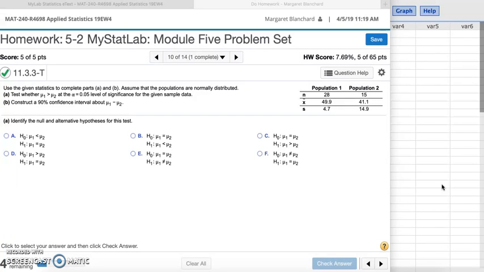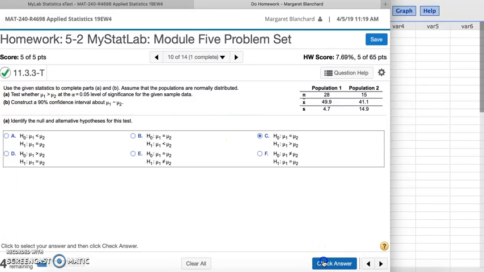So let's look at part A. Identify the null and alternative hypotheses for the test. Well, they gave it to us right here where it says mu1 is greater than mu2. So we already know that, just like when we did hypothesis tests for a single population, the null hypothesis is that the difference is equal to 0, or that mu1 is equal to mu2. So we know right off the bat we're looking at either C, B, or E. And our alternative is that mean 1 is greater than mean 2. So that tells us C is the answer.